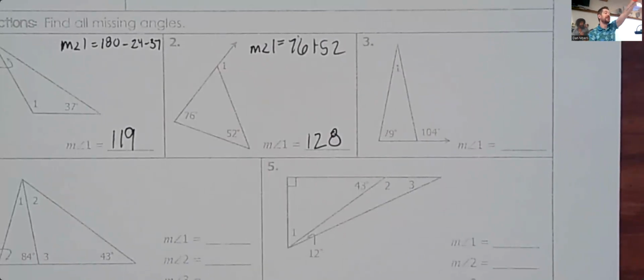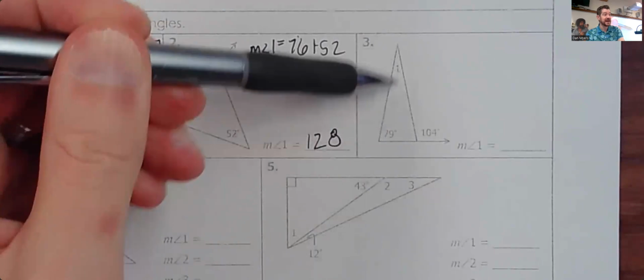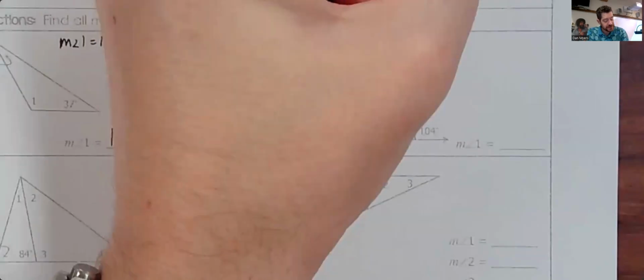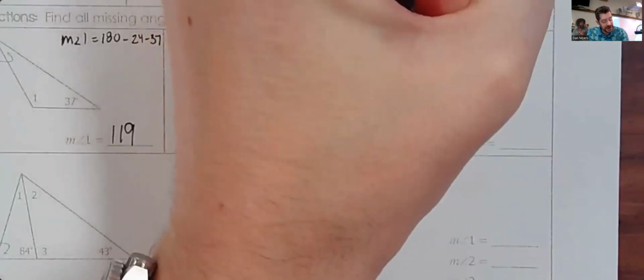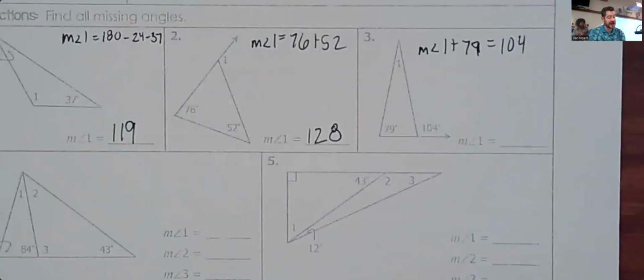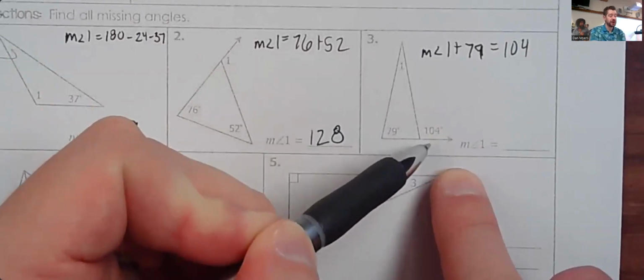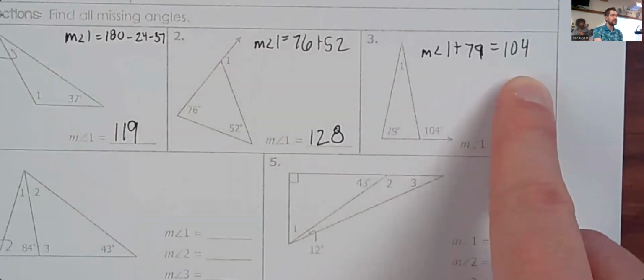Problem number 3, let's go. I want to be quick with this. Number 3, the angle on the outside, the 104, is equal to those two added together. So this time, it's measure of angle 1 plus 79 equals 104, because the two on the inside that are across from this angle on the outside add together to equal that number. So what number adds with 79 to equal 104?